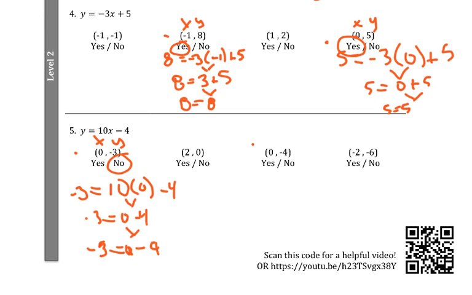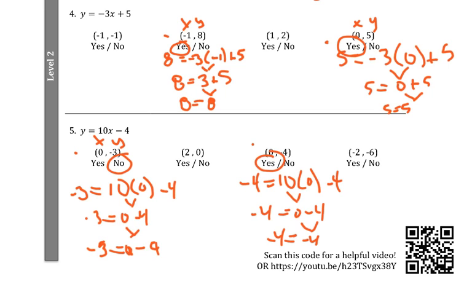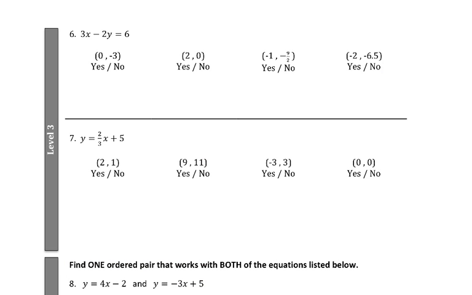And we'll come over here. So we're trying to figure out, does negative 4 equal 10 times 0 minus 4? Well, 10 times 0 is 0. And then 0 minus 4 is negative 4. And hey, look, that does equal each other, so that one is a solution there. Okay, so again, you do need to show your work. You will not get credit if you're not showing your work. And let's go on to the next page.